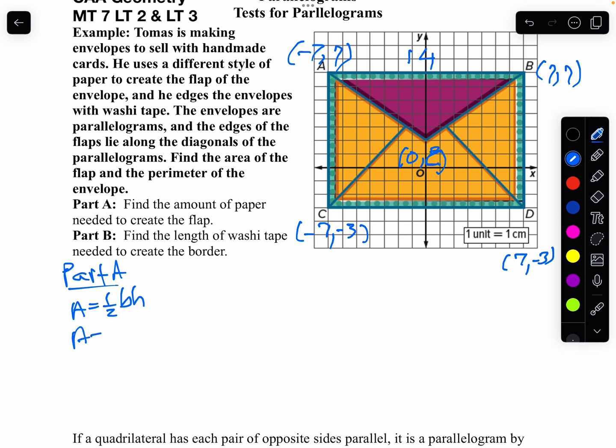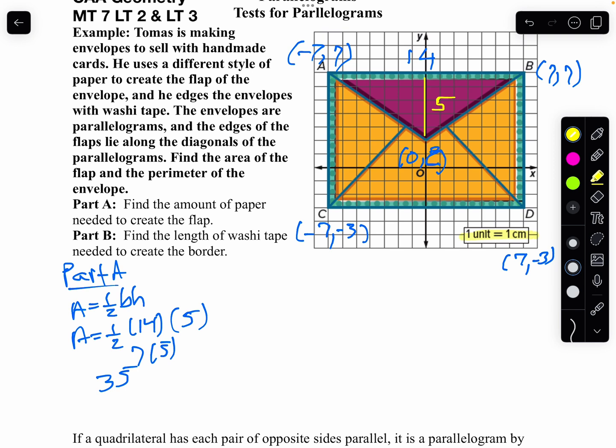So the area is 1/2 times 14. My height, I'm going to go from 7 to 2, so my height is 5. Half of 14 is 7, times 5, which is 35. Notice each unit is centimeters, so this will be square centimeters.